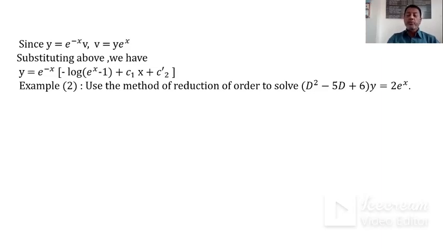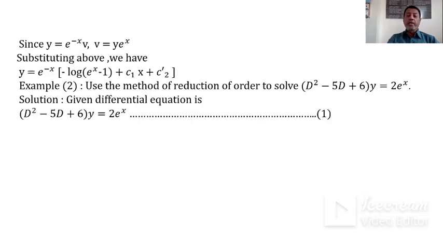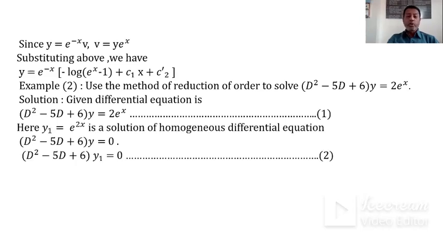Here, the auxiliary equation is m² − 5m + 6 = 0. Therefore, the roots of the auxiliary equation are 2 and 3. Therefore, the linearly independent solutions are e^(2x) and e^(3x). Now, I have chosen here y1 = e^(2x).